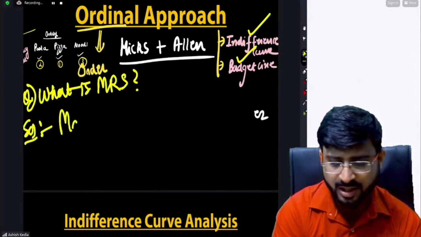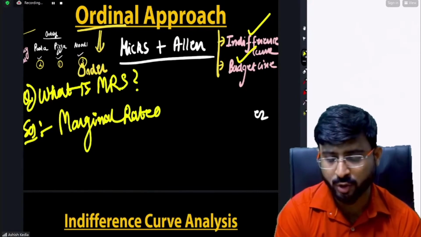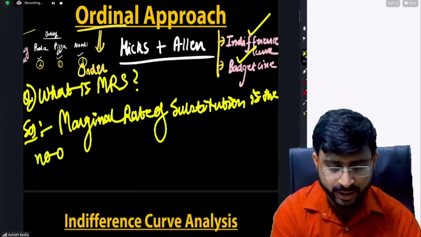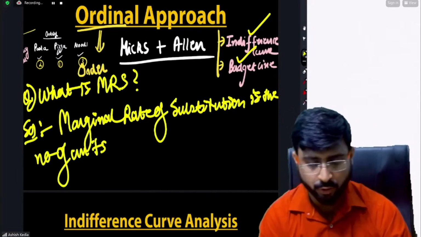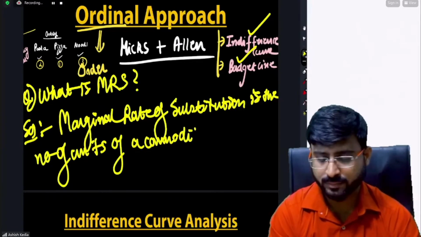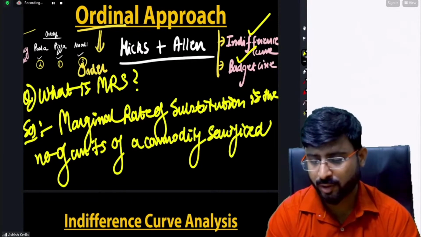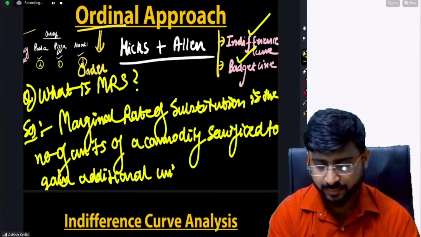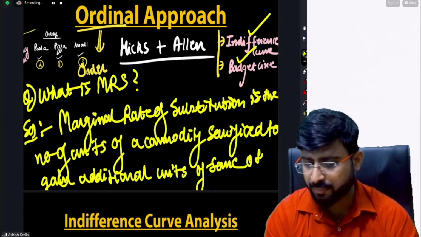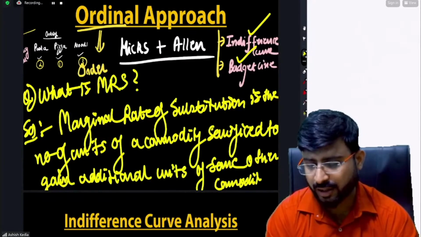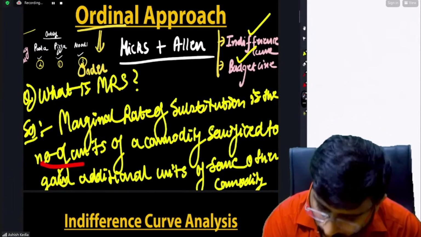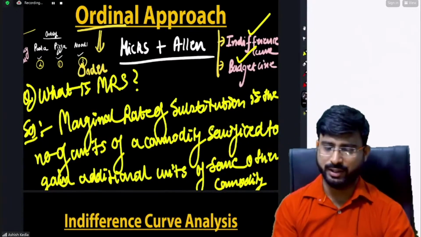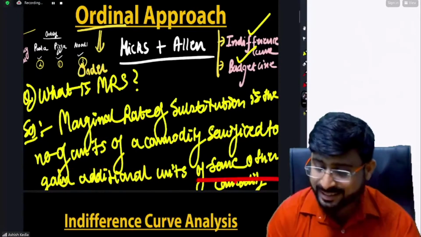Write down marginal rate of substitution. Marginal rate of substitution is the number of units of a commodity sacrificed to gain additional units of some other commodity. So as you can see, what is MRS? It is the number of units of a commodity sacrificed to gain additional units of some other commodity.